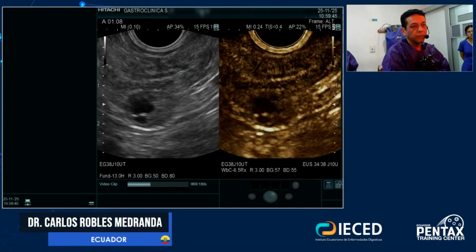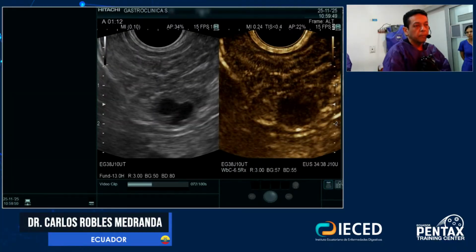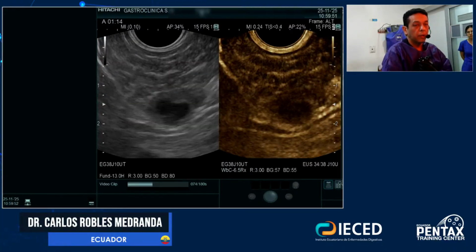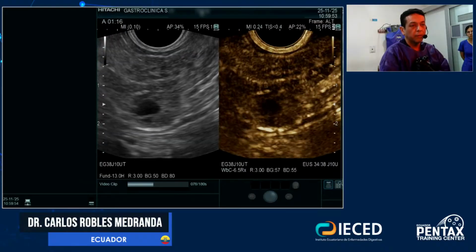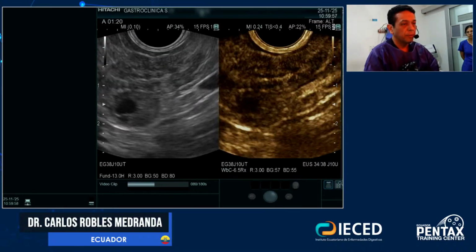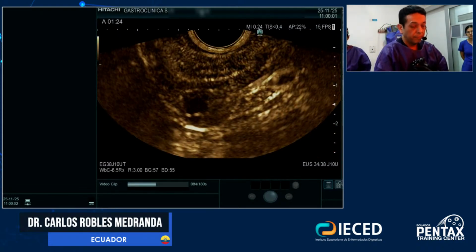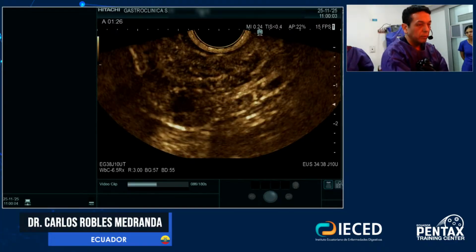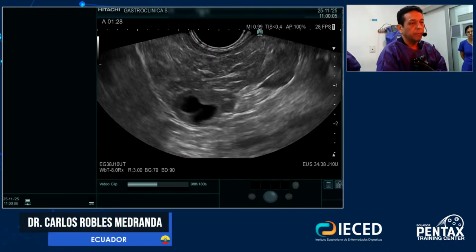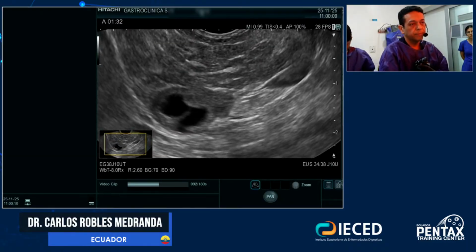Okay, so now the contrast is finished. Still something there, but well. So now I will use my needle, a 19-gauge needle with confocal. I believe it is very important to evaluate inside this lesion. I know that it has very good vascularization, so right now I need to take care. But this is probably a neuroendocrine tumor.